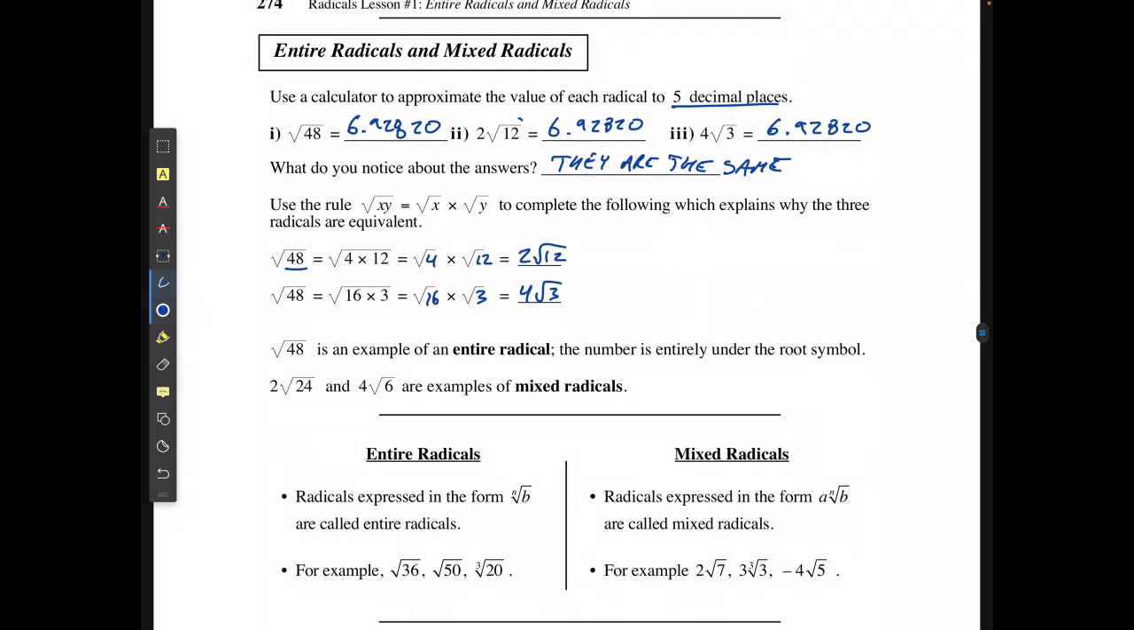If I have the square root of 48 where I have no coefficient on the side, it's an entire radical. If I said 2 root 24 or 4 root 6, those are going to be mixed radicals. That just means that there's a coefficient on the outside that the radical is being multiplied by.